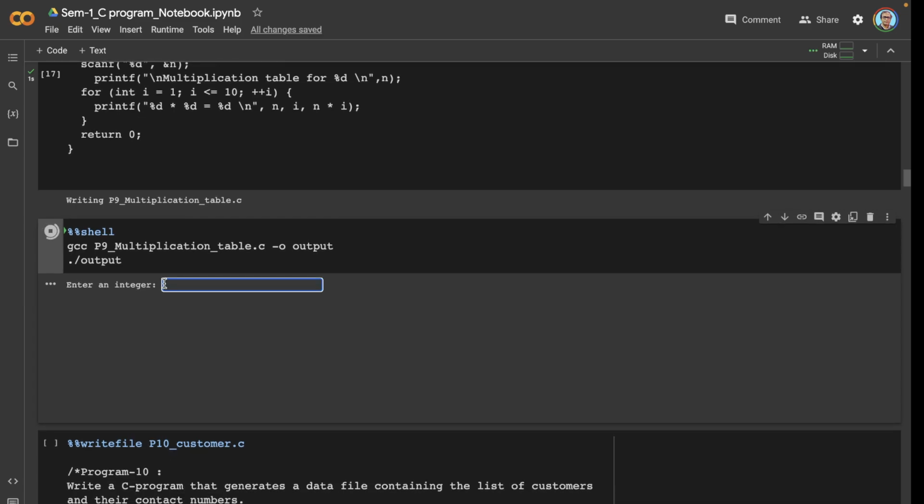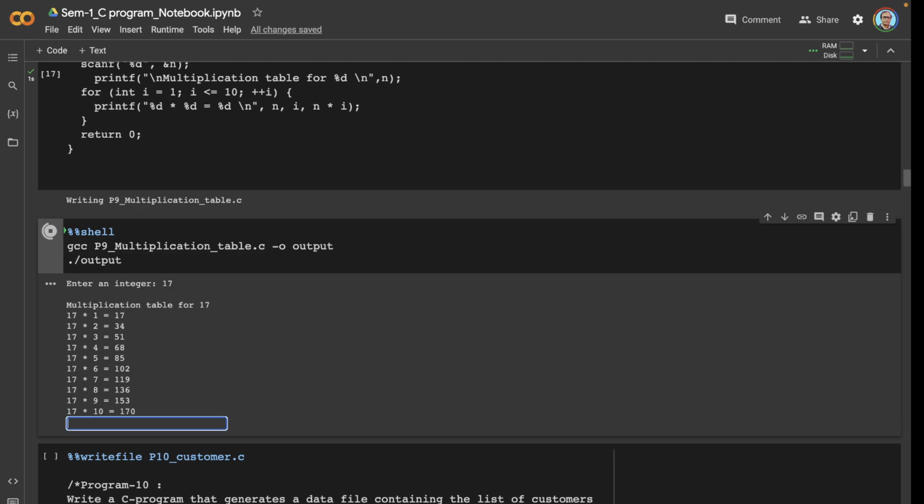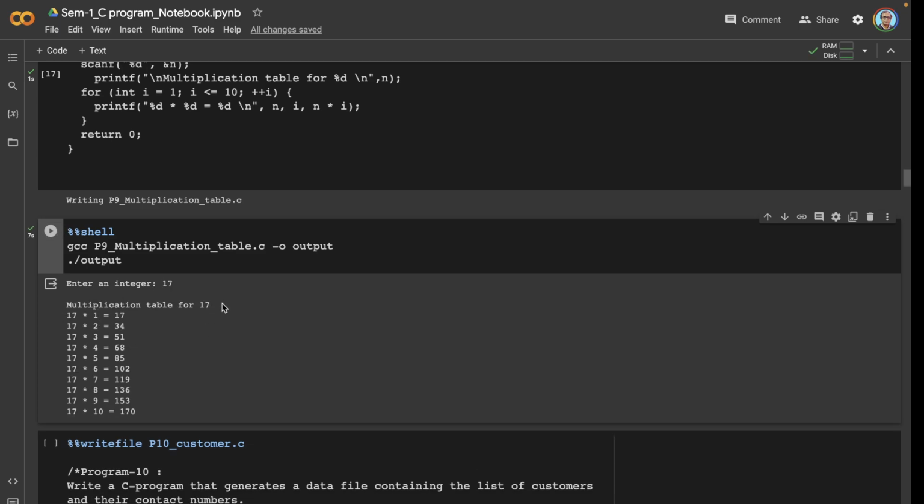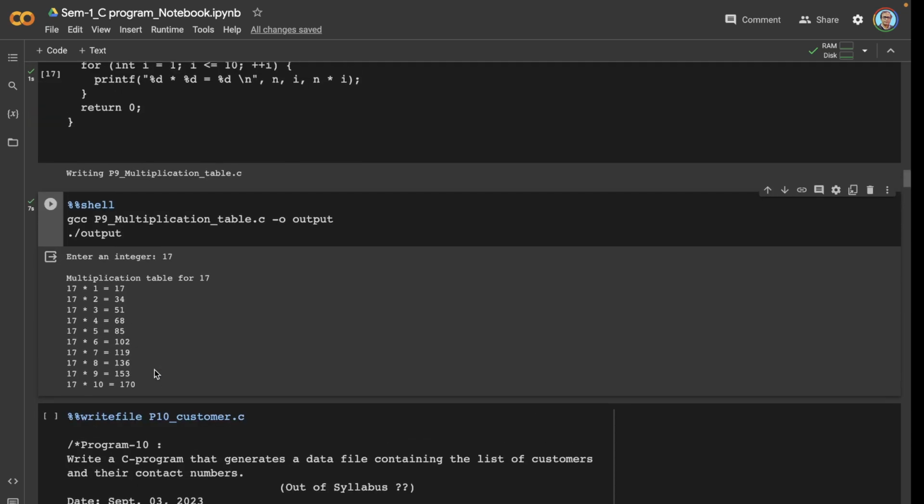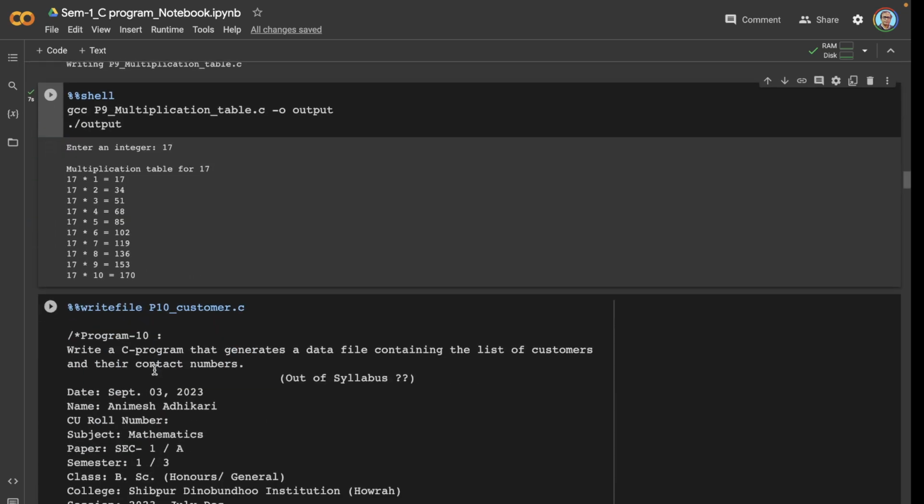Enter integer, suppose 17. So this is the multiplication table for 17. 17 into 1 is 17, 17 into 2 is 34, and so on. 17 into 10 equals 170.